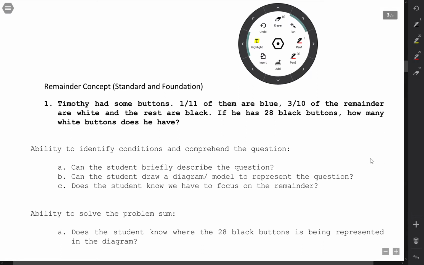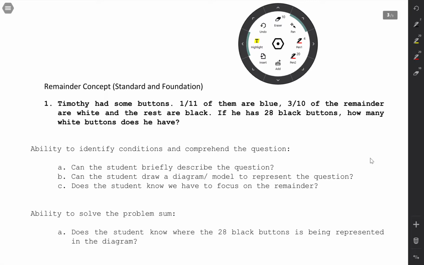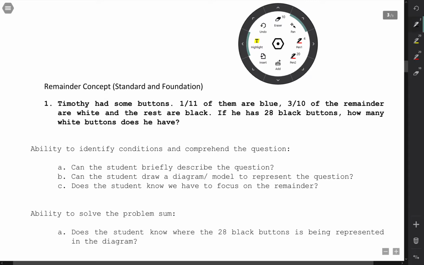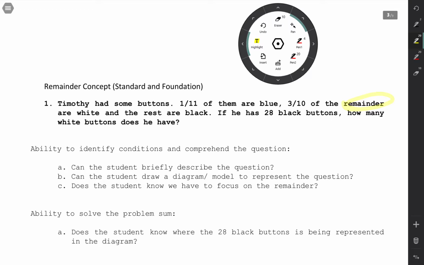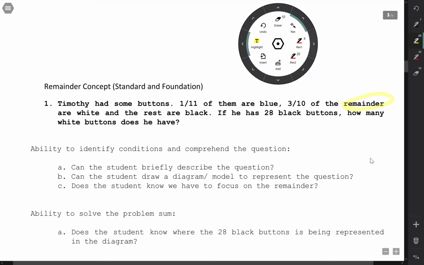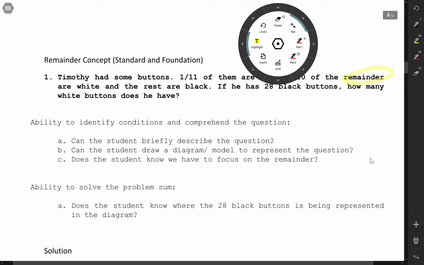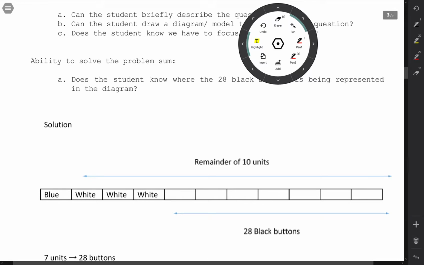Right, this is a video recording of the remainder concept. In the remainder concept, usually you're going to see this word, the remainder, in the question. The key thing about the remainder concept is that you have to draw a diagram to show where the remainder is, and here are some questions which you need to ask. Now here's the diagram.